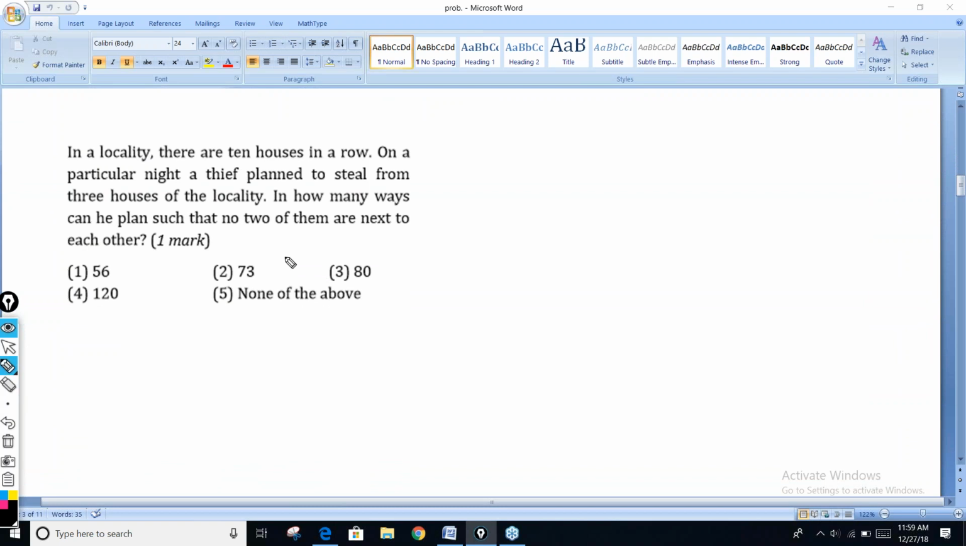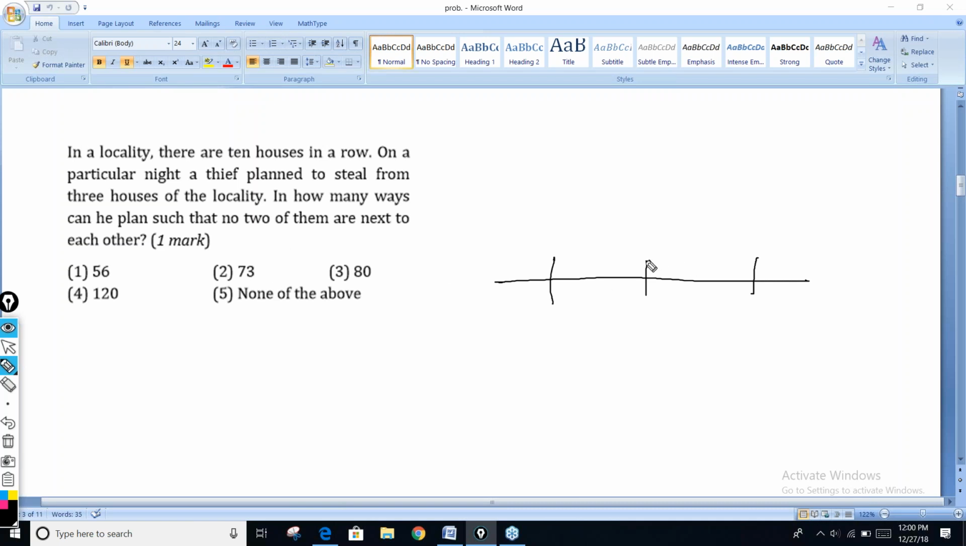This is based on PNC. It's not probability, it's PNC. In a locality, there are 10 houses in a row. On a particular night, a thief planned to steal from 3 houses. Let's say I select any 3 houses. In how many ways can he plan such that no two of them are next to each other?